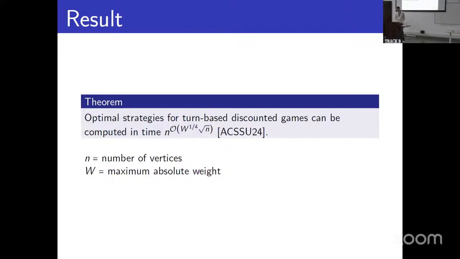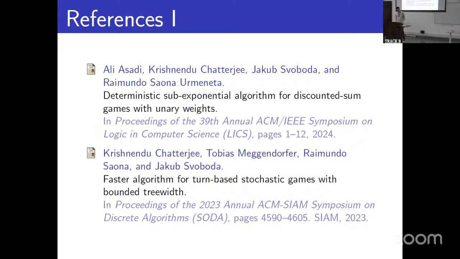So this gives us the solution, and this is n to the square root of n, and W is the absolute weight. So we want to have the weights to be in unary. And these are the papers.